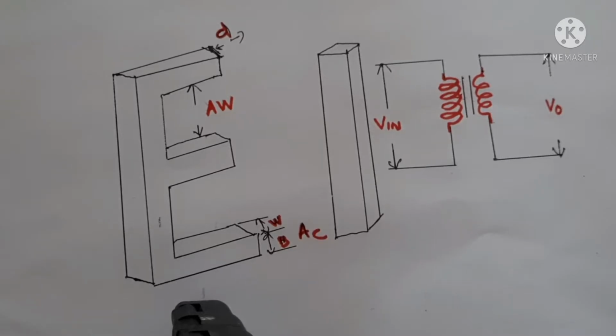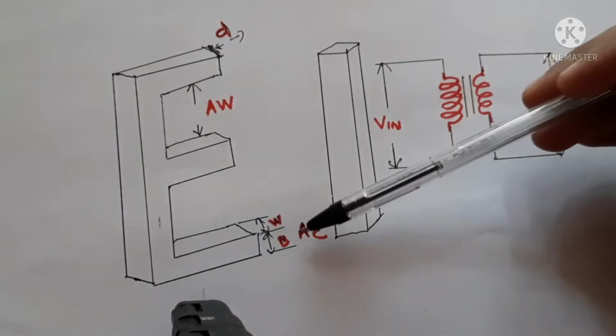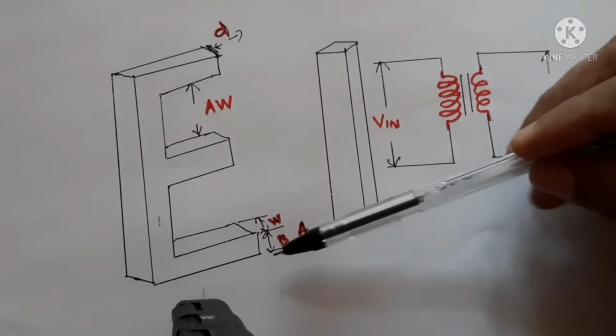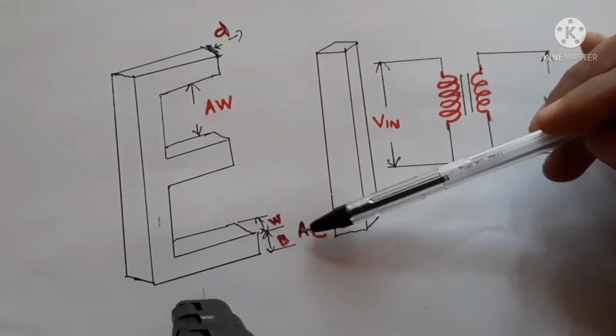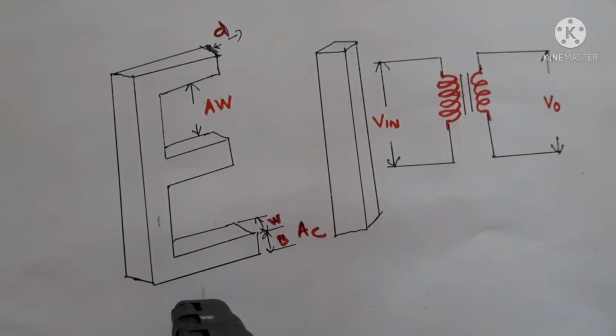Hello and welcome. I have already made a video regarding how the core of a transformer is more related to the voltage rather than the current. That means the core area is more related to voltage than current. I have got many comments regarding that, and I will explain why it is so. I will explain it in detail.